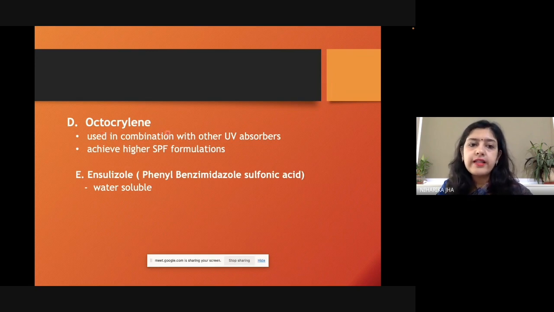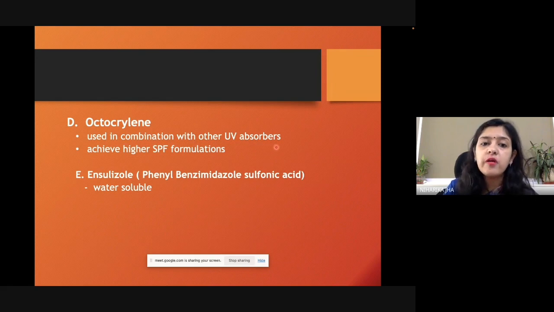Then octocrylene. Octocrylene is used in combination with the other UVB absorbers, and it is used to achieve higher SPF formulation. There's another UVB filter, which is ensulizole. So it is phenylbenzimidazole sulfonic acid. What is the property of ensulizole? It is basically water soluble.